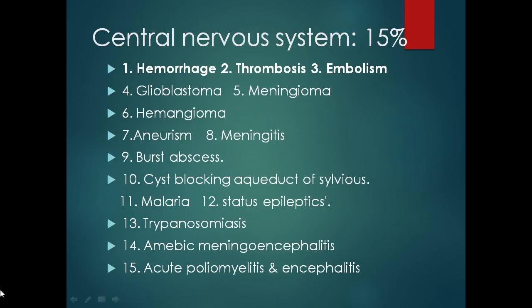Then central nervous system causes of sudden death. The causes are hemorrhage, thrombosis, embolism, glioblastoma, meningioma, hemangioma, aneurysm, meningitis, burst abscesses, cyst blocking the aqueduct of Sylvius. Then malaria, status epilepticus, trypanosomiasis, and amoebic meningoencephalitis will also cause sudden natural death because of central nervous system causes. Acute poliomyelitis and encephalitis are also responsible.